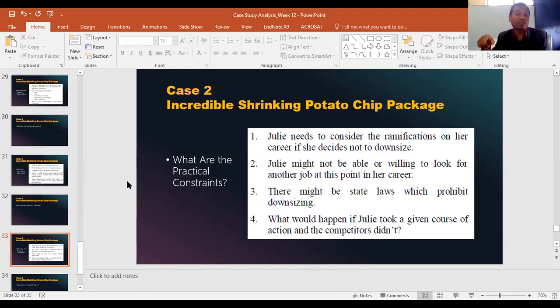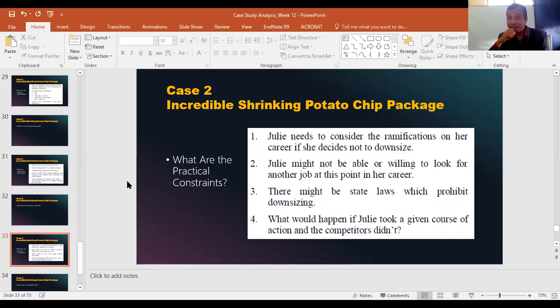Just like in the first case, we have seen that he might not be interested in jumping to another one. The third constraint could be that there might be state laws which prohibit downsizing. Although she is thinking to go ahead with the downsizing, it varies from state to state or maybe at the country level. So that might be a provision which says that no, you should not do these unethical marketing activities.